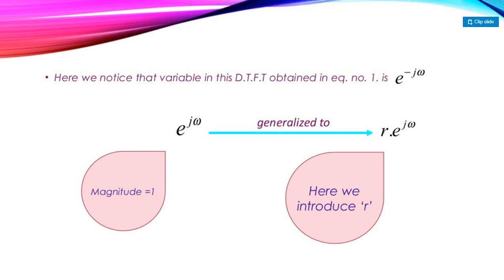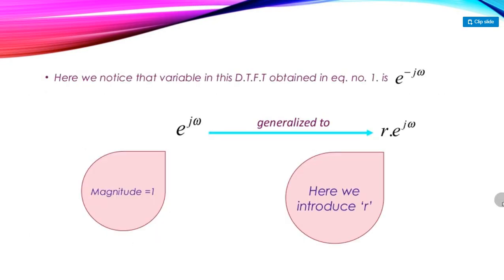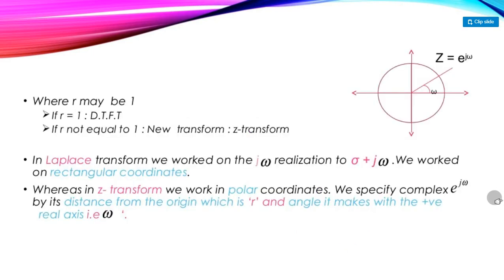Now the variable in this discrete time Fourier transform is obtained in equation number 1. That equation is this equation. Now the value of e to the power minus j omega is generalized to r into e to the power j omega, where the magnitude is 1 because we have considered n is equal to 1, so the value is e to the power j omega, generalized to r into e to the power j omega, where we have introduced the r.